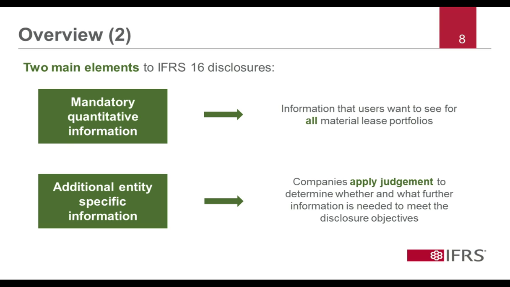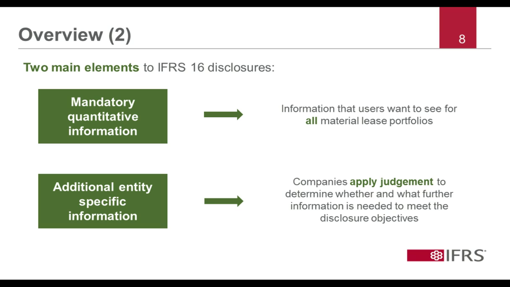Coming back then to this slide from the beginning of the webcast, everything we've talked about up to now summarises the mandatory quantitative information, i.e. the first part of the two-part IFRS 16 lessee disclosure package. Now, the second part of the disclosure package is what we tend to think of as additional entity-specific information. This is essentially a requirement that if the disclosures we've already talked about are not sufficient to meet the overall disclosure objective, then a lessee needs to disclose any additional information necessary in order to meet that objective.